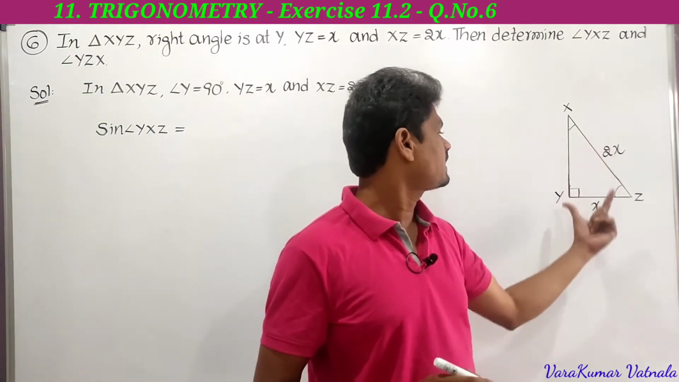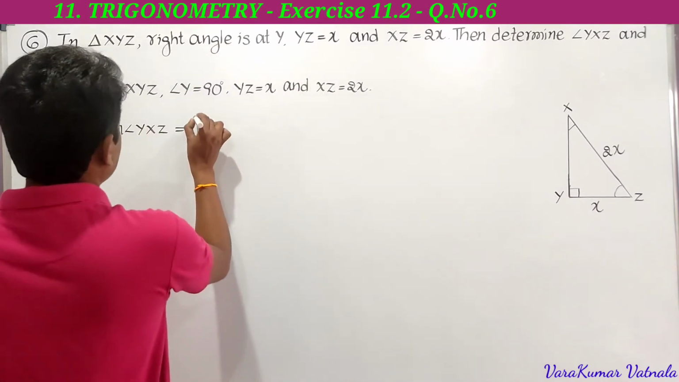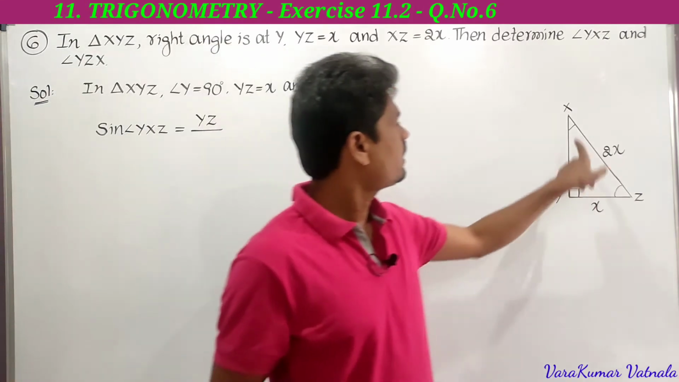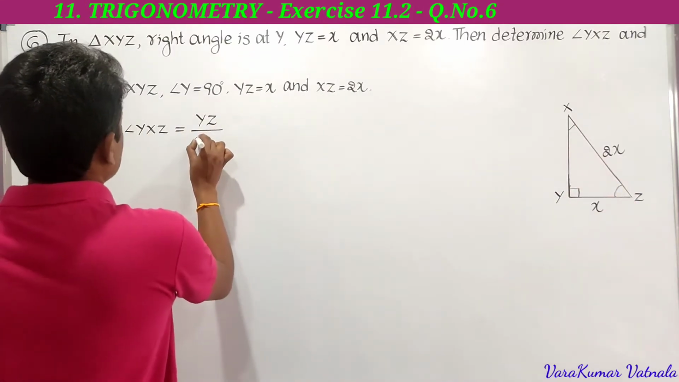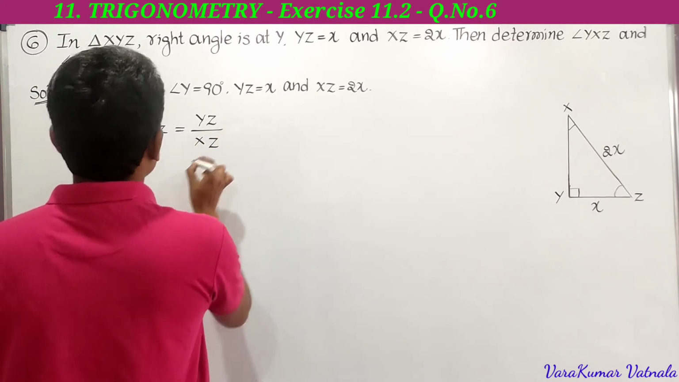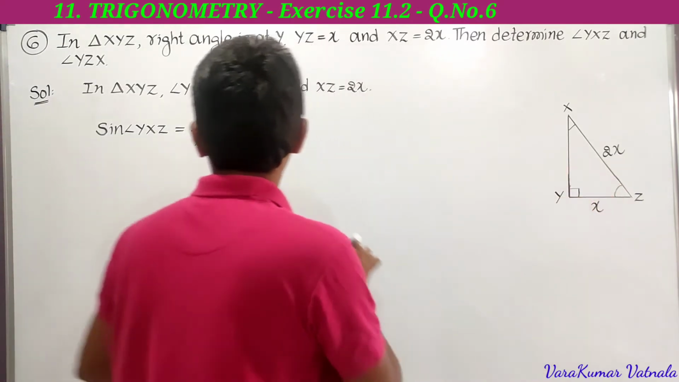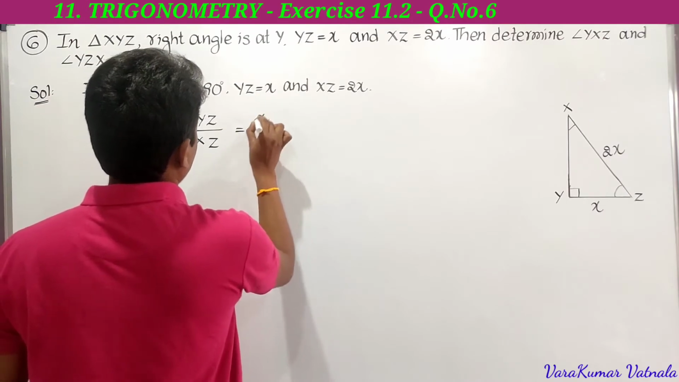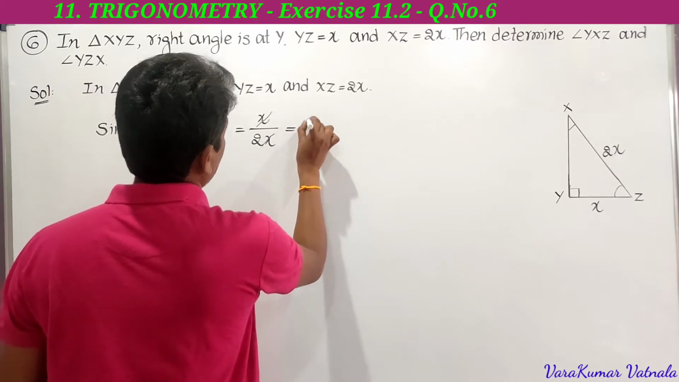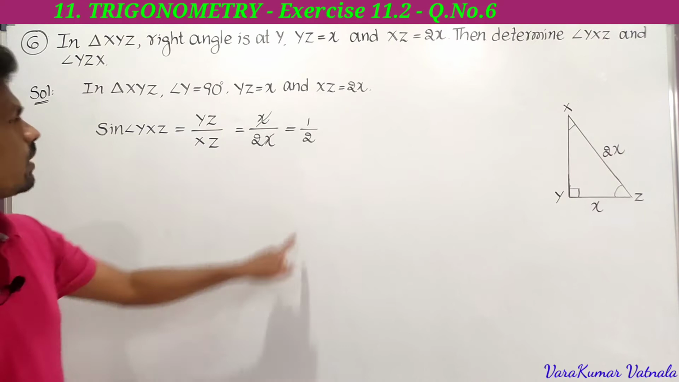Sine of the angle is the opposite side divided by the hypotenuse. The opposite side to angle x is YZ, divided by the hypotenuse XZ. So very simple. YZ is equal to x, and XZ is equal to 2x. So x gets cancelled, and we get 1 by 2. So sine of angle YXZ is equal to 1 by 2.